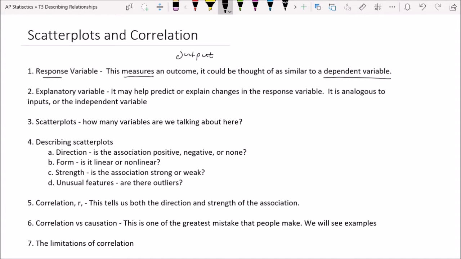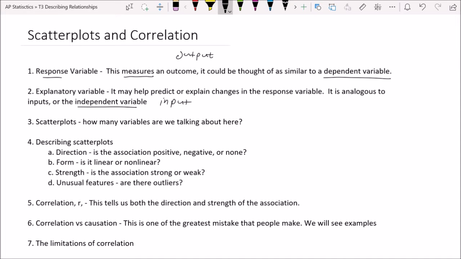Okay, so on the flip side of that coin, an explanatory variable, that's like the input. So I'm going to write that down here too. So it's like an input. And so that's the thing that may predict what happens in the response variable. It's like an input, or it's like the independent variable. Sometimes people will also call this the manipulated variable. In an experiment, it's the thing that we are controlling, and then we measure the response. So that's how those two come into play.